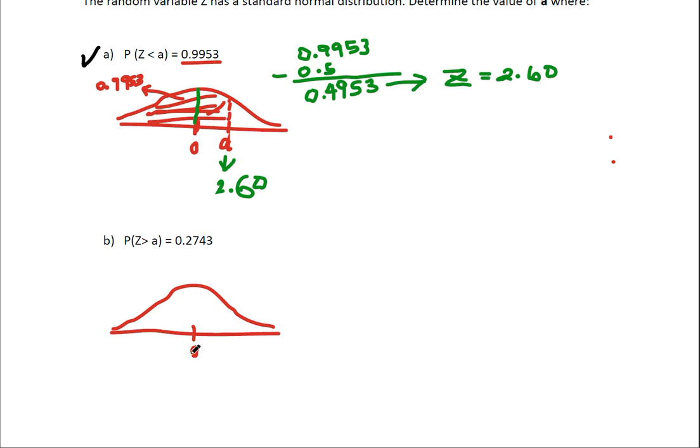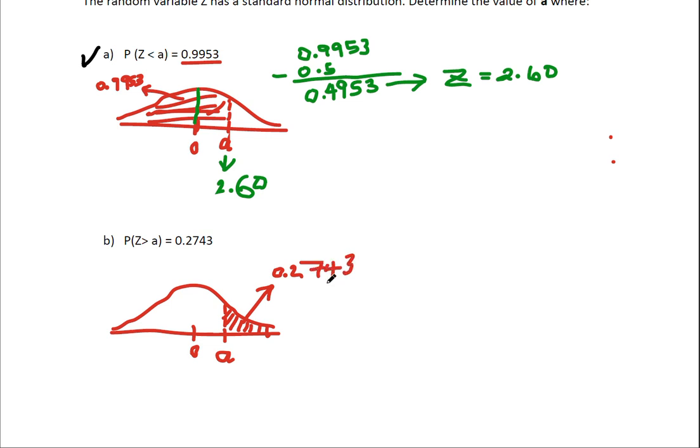In the center of the standard normal curve is 0. And I'm going to mark the value A, which is a positive value to the right of 0 here. Remember, all values to the right of 0 are going to be positive. So since A is a positive value, it has to be to the right of 0. We are told that the probability that Z is greater than A, so we shade the area to the right of A because this is Z greater than A. And we are told that that probability is 0.2743.